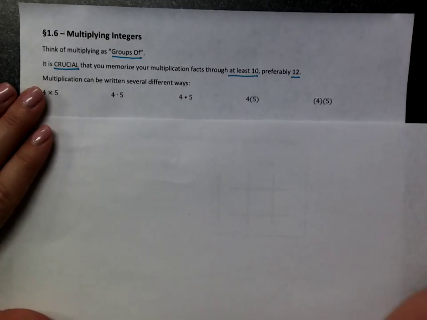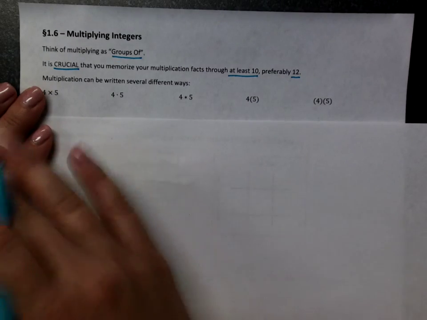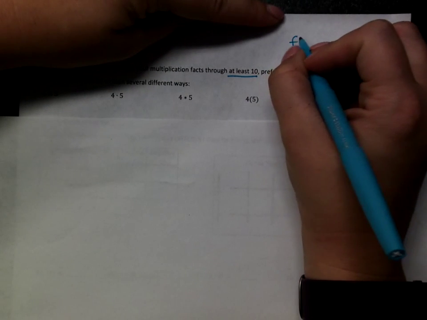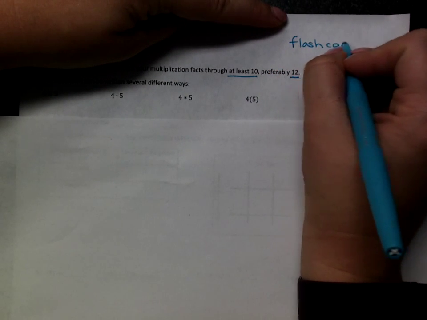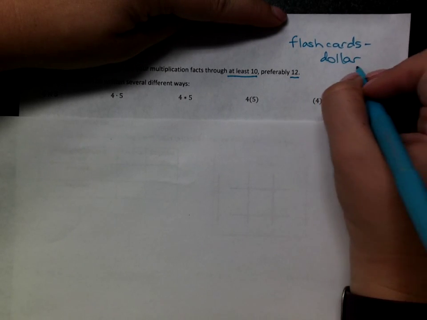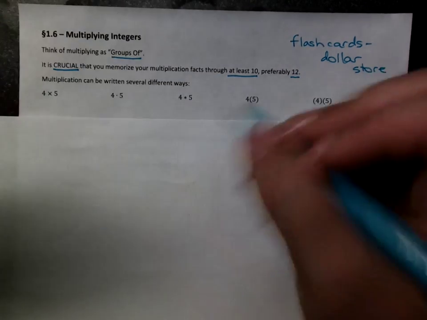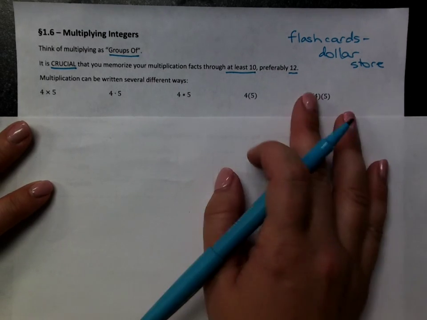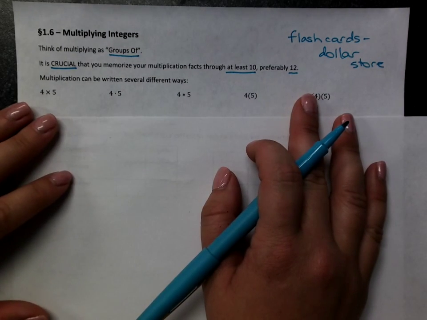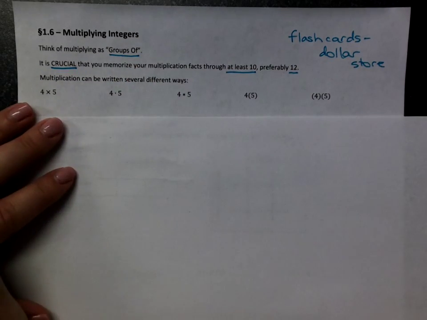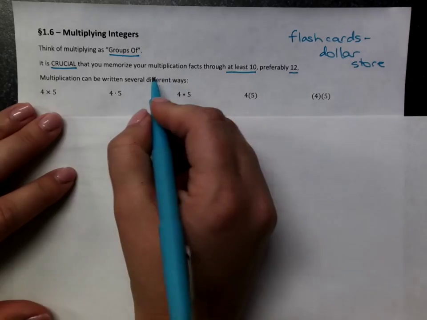You should know 1 times 1, 1 times 2, 1 times 3, all the way up, 2 times 1, 2 times 2, 2 times 3, all the way up to 10 times 10. There are flashcards you can buy. I like to go to the dollar store, so you can get some flashcards at the dollar store for multiplication, and just go through them as you have time and make sure you know all your multiplication facts. There's digital flashcards. There's lots of different apps and programs, but you can just go to the dollar store, get a pack of flashcards, and make sure you know those multiplication facts.